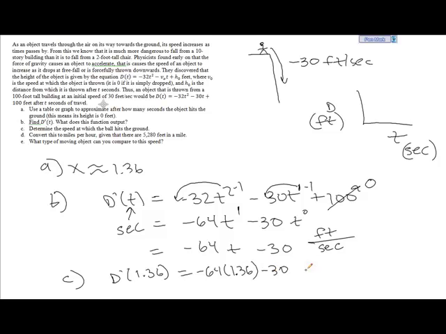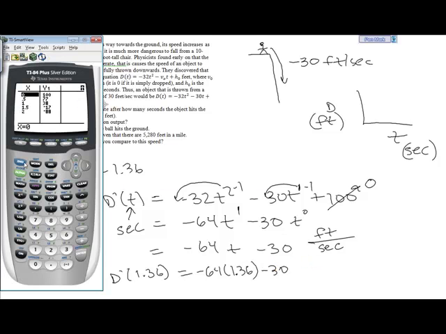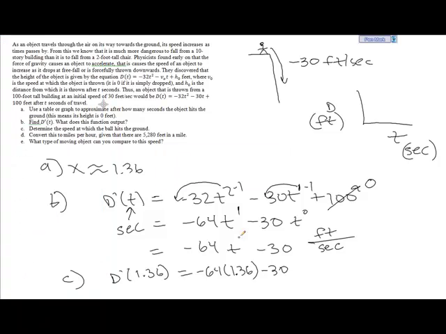1.36 times negative 64 minus 30, and it's traveling at about, we'll say, negative 117 feet per second. So it's advancing 117 feet in every given second at that particular moment.